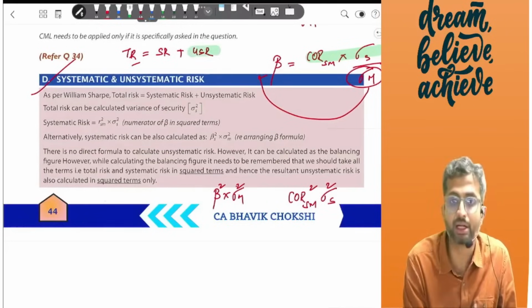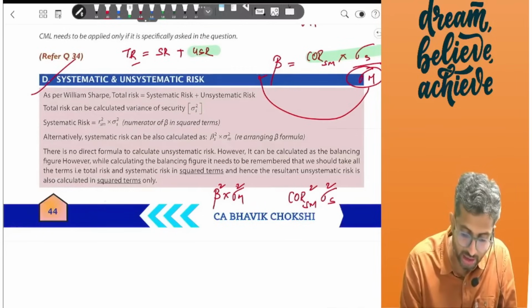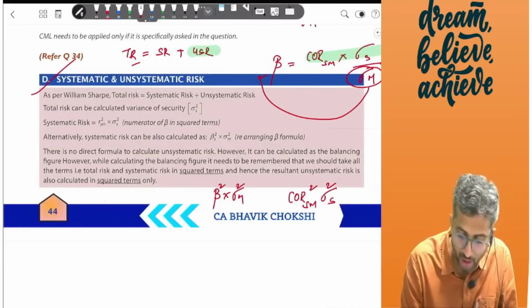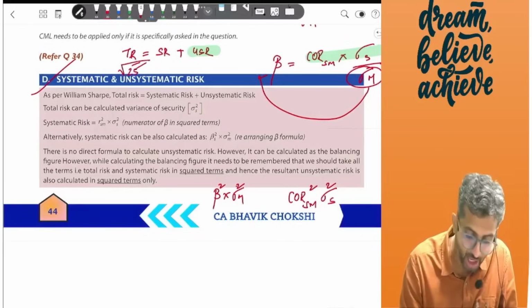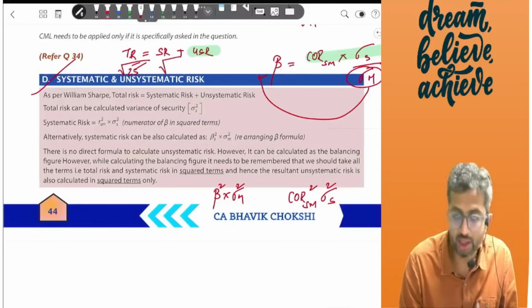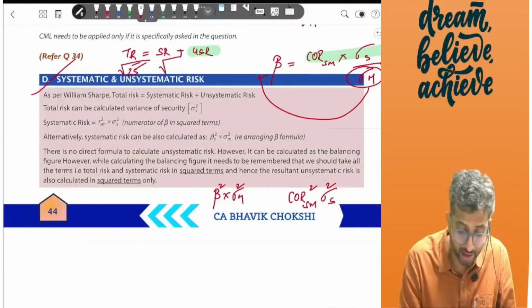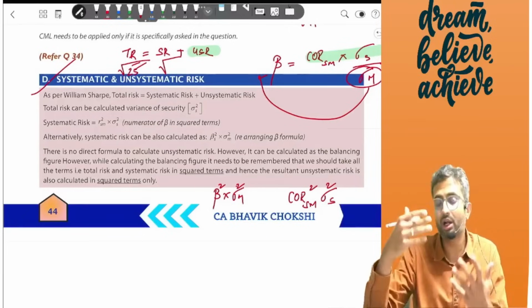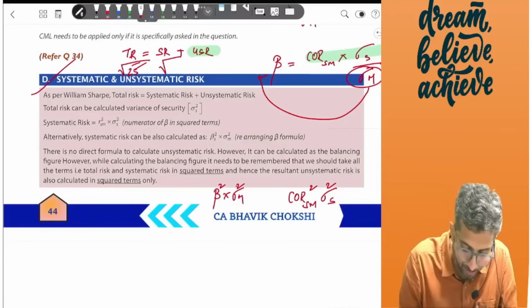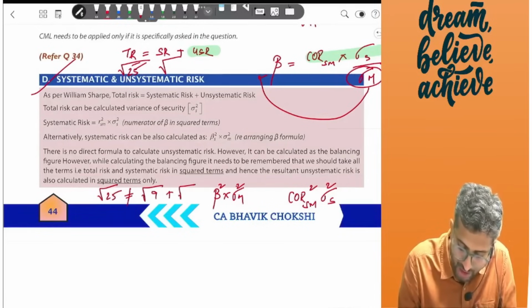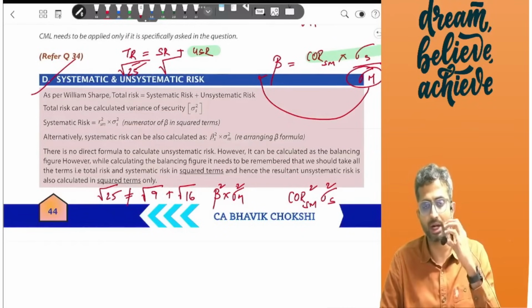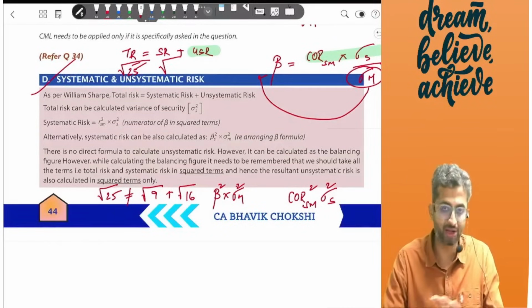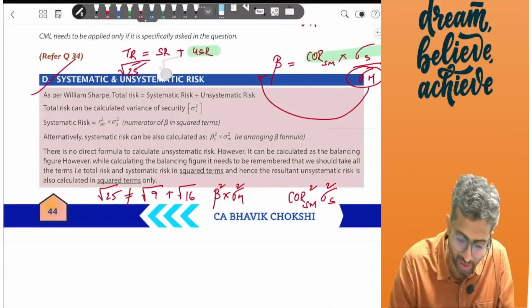calculate unsystematic risk. Now, for unsystematic risk, if you square root 25 and come to standard deviation, if you square root systematic risk and come to the systematic risk number, you will get a wrong answer. As we had said, the root of 25 cannot equal the root of 9 plus the root of 16. I cannot individually square root the systematic and unsystematic risk, and as a result, I will keep everything in squared terms, and then if required, I will square root it.